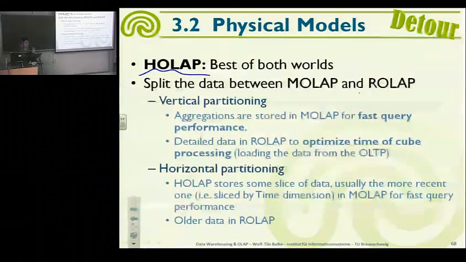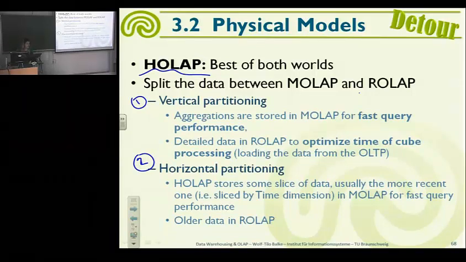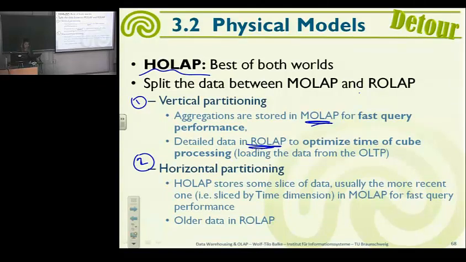And the idea is you split the data between the two technologies. And there are two ways of splitting that, two alternatives. One is vertical partitioning, and the second one is horizontal partitioning. In the vertical partitioning, what you do is you have all of these nice aggregates that the multidimensional model, the MOLAP, gives you, and keep the aggregates in the MOLAP, and this serves for the fast queries. While all the detailed data, so all the base cube, you can keep that then in the rollup.